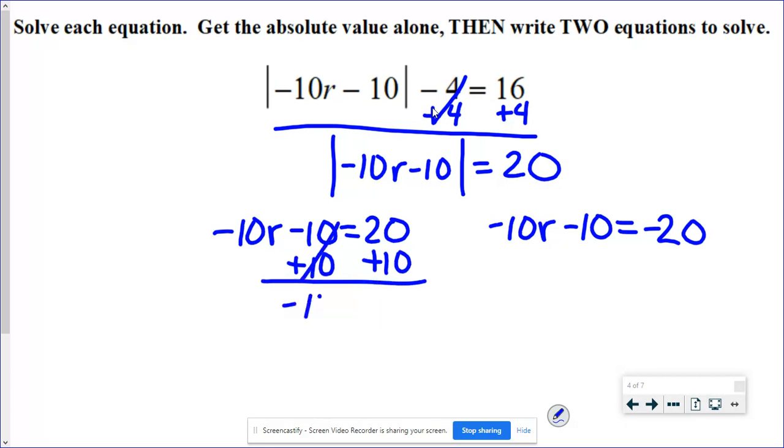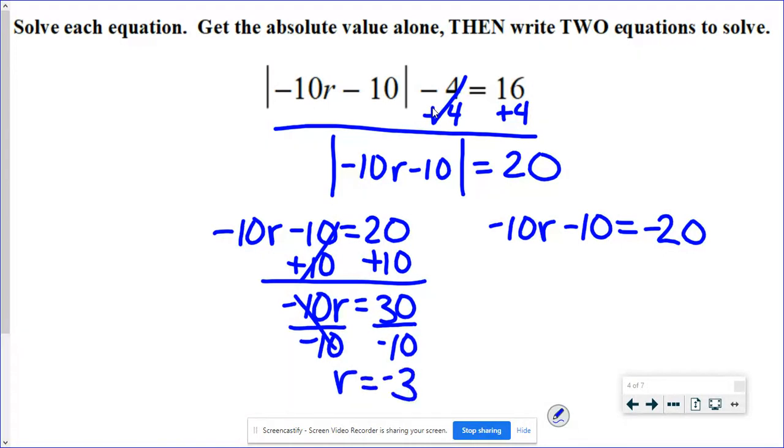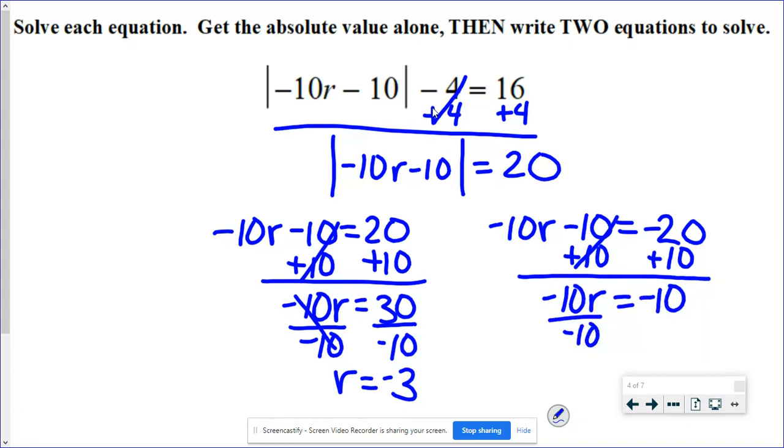So I have that negative 10r equals 30. Now this is just an equation, so when I divide by a negative, I don't have to flip a sign because flipping an equal sign doesn't do anything. This is just going to be -3. In the second problem, it's the exact same steps, but we get a different result. So negative 10r equals negative 10 this time. Divide by negative 10, and I'm going to get that r is equal to 1. So here are my two answers.